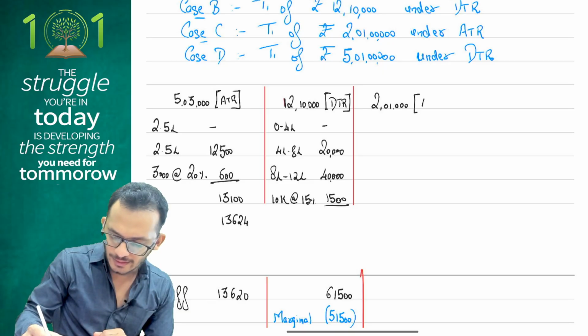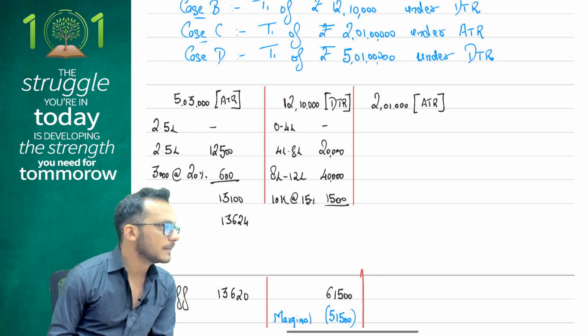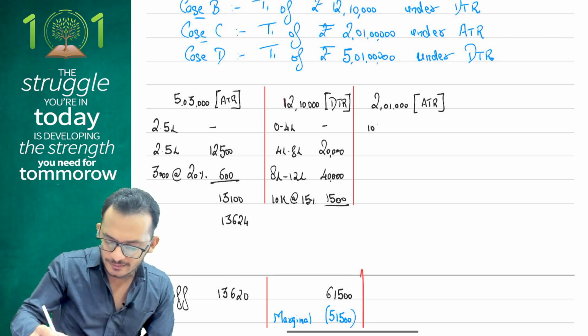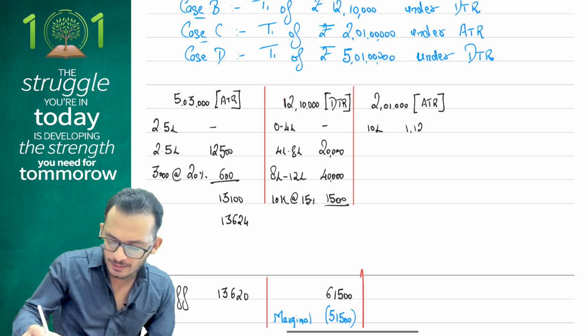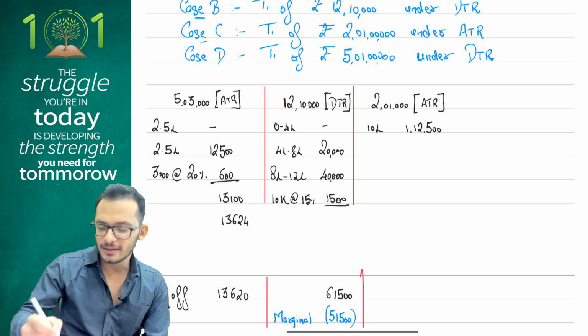This one is ATR. Help me out, people. What is my income? My income is 2 crore 1 lakh. I'll have to first compute my tax. Help me out. My tax liability for the first 10 lakhs, I can say 1 lakh 12,500. Shortcut method. Yes.